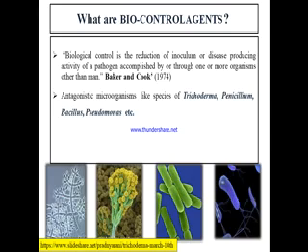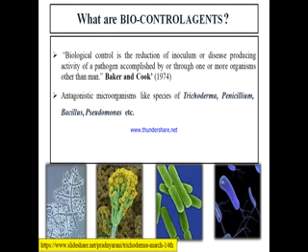Now coming to more information on Trichoderma fungi. First of all, it is a biocontrol agent. So what are basically biocontrol agents? According to the definition given by Baker and Cook, first we will know biological control. Biological control is a reduction of inoculum or disease-producing activity of a pathogen accomplished by or through one or more organisms other than man.